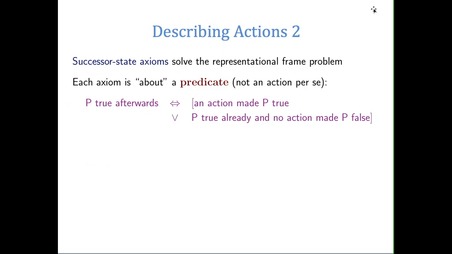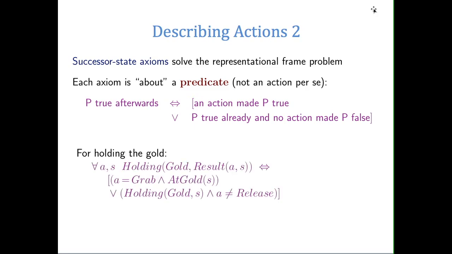One way to describe actions is to use successor state axioms, and they solve this representational frame problem. So each axiom is about a predicate, not about an action. The idea is that P is true after some action is equivalent to saying that an action made P true, or that P is true already and no action made P false.